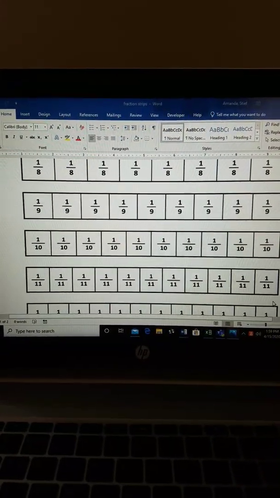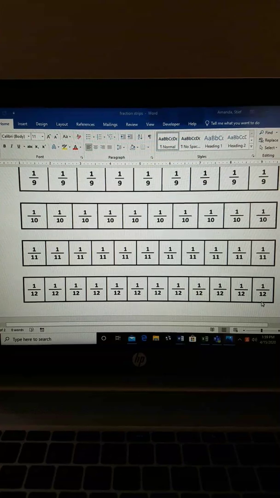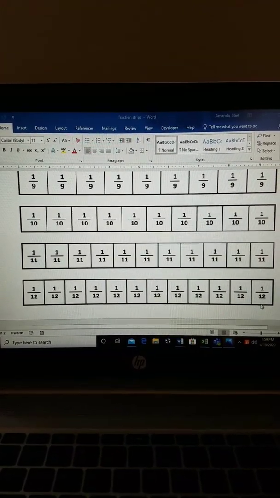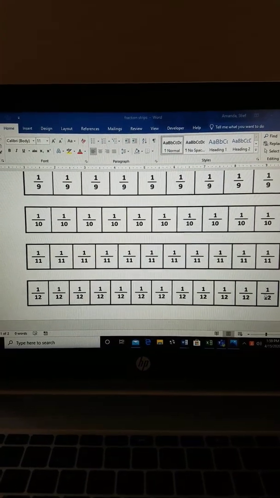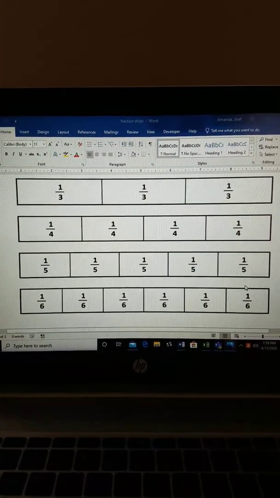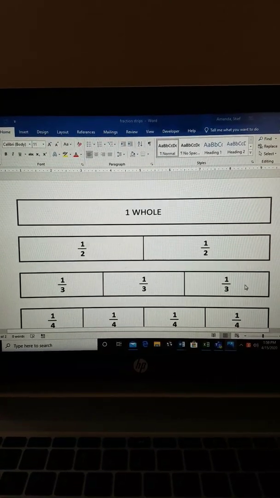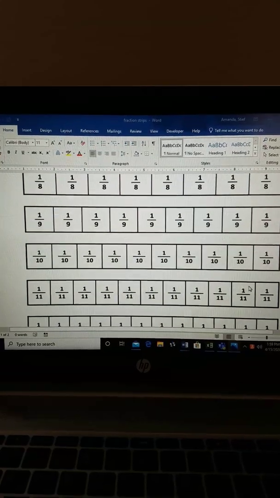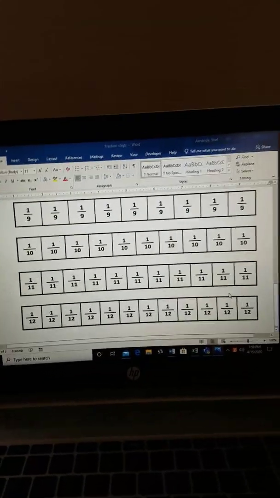Okay? So if you want to pause this and trace, if you have a laptop or a computer, and then cut them all out, you could do that, or you could just print this document. Like I said, I emailed it on Friday last week, April 24th, so that you guys would have it. But what you want it to look like is like this.